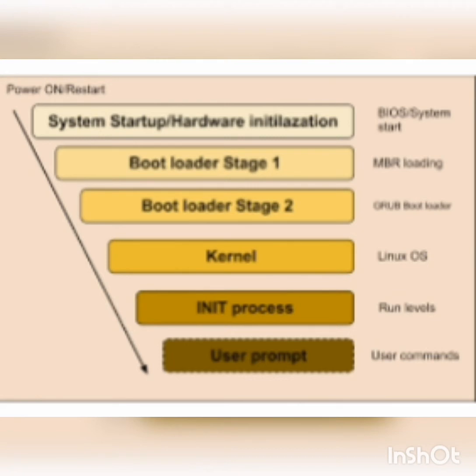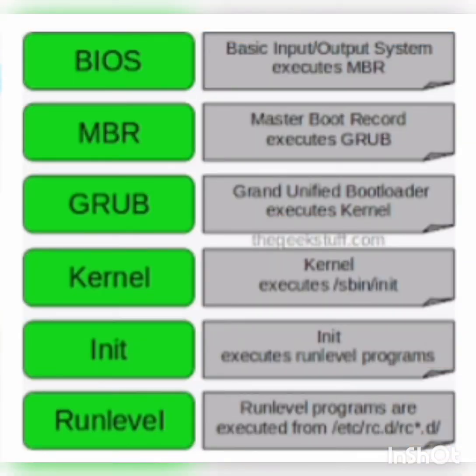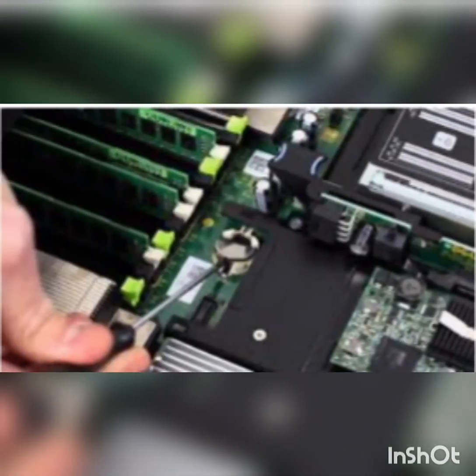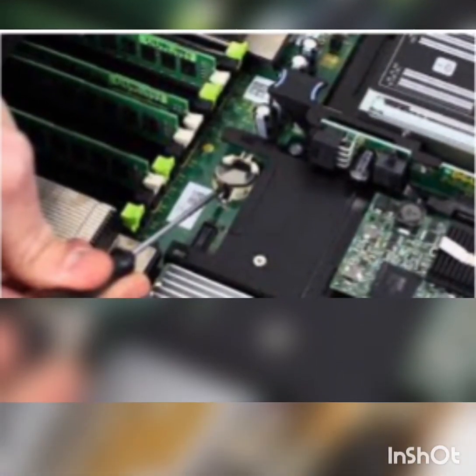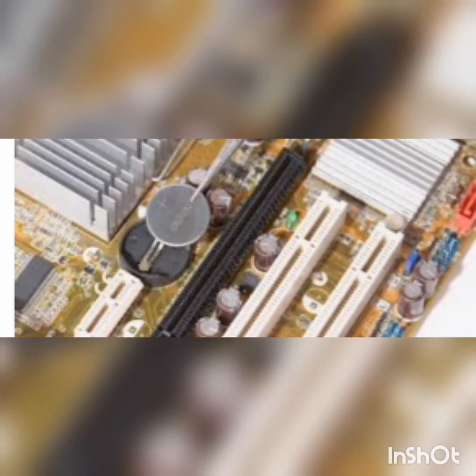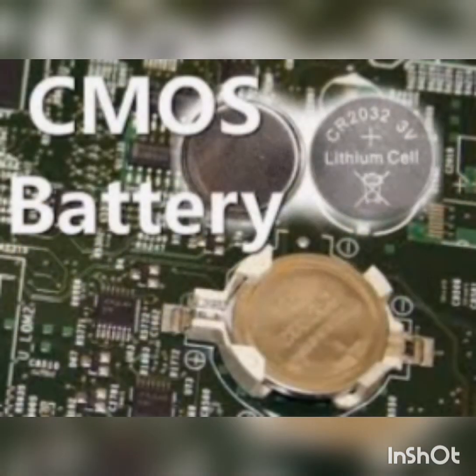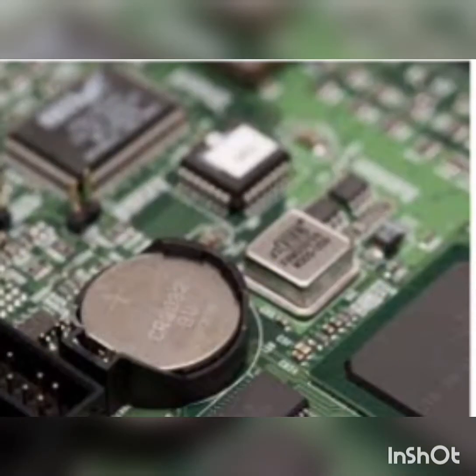Will the date and time go wrong even if you do not use the computer for many days? This is always accurate even if there is no power supply because of the function of a CMOS battery that is fixed on the motherboard near the BIOS chip.